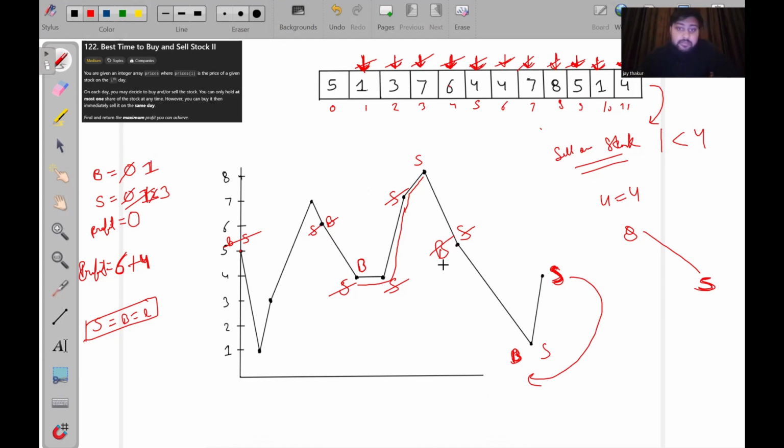Okay. So if you see here, the selling price is equal to 4 and the buying price is equal to 1. So 4 minus 1 is equal to 3. So this result we will handle differently and simply add it into our profit. So the final profit we have made out of this is equal to 13. Okay, now let's try to write the pseudocode for this.